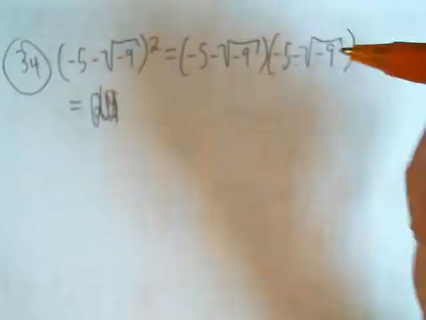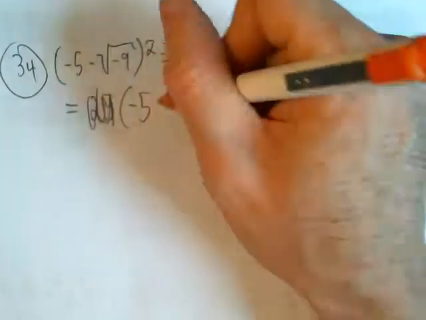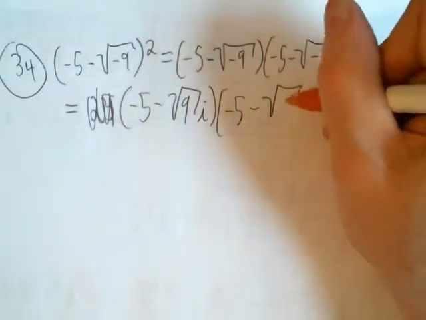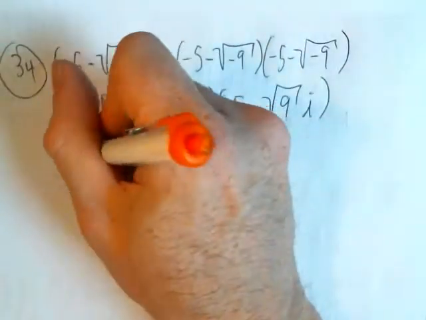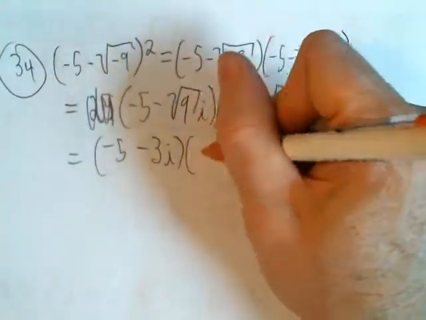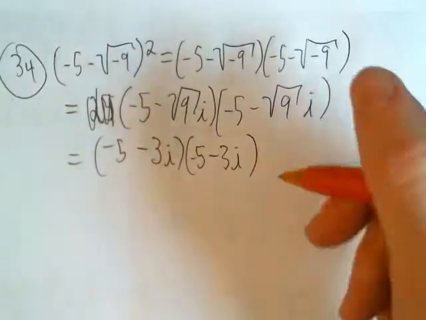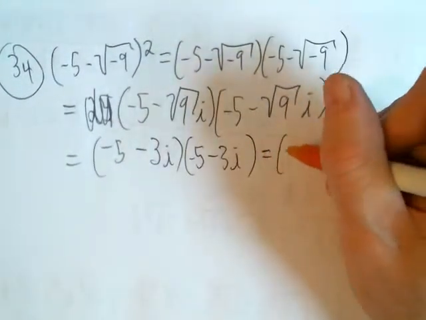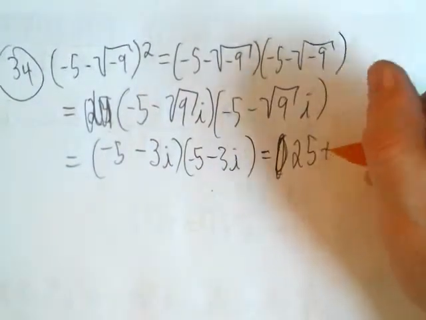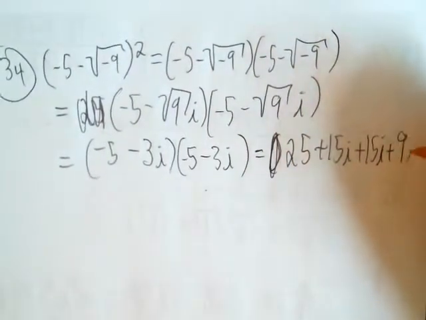Well, even before we FOIL, we can go ahead and march those i's. So that was my advice. So let's take my advice. Negative 5 minus square root 9i times negative 5 minus square root 9i. Oh, and we could simplify that, right? So that's just negative 5 minus 3i, and then negative 5 minus 3i. Yeah, should have just done that in the first step, right? Bummer. FOIL, so you get negative 5 times negative 5 is 25. That's the first, and then the outer plus 15i, the inner plus 15i, and then the last plus 9i squared.